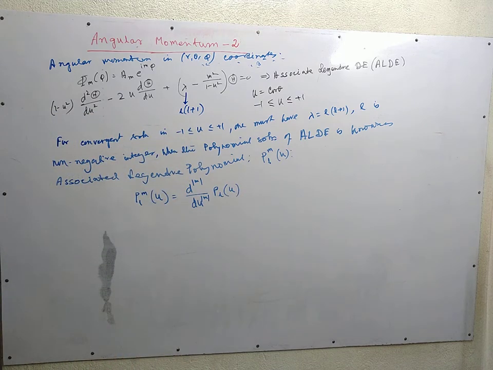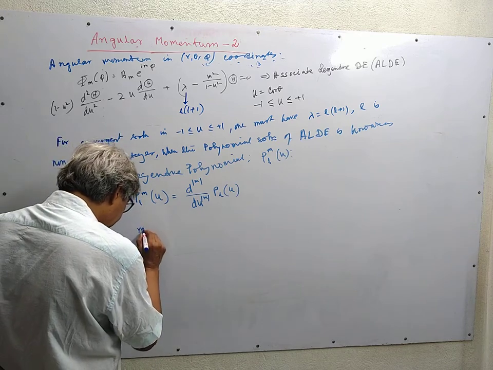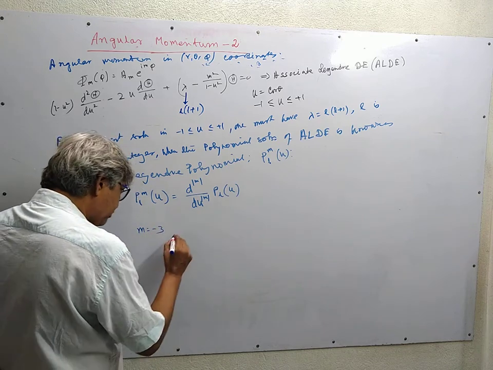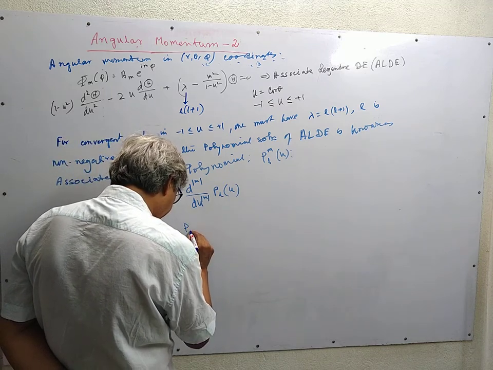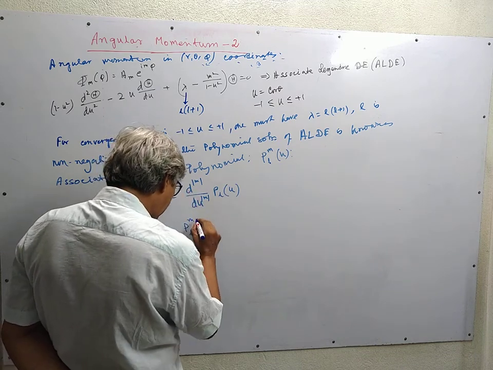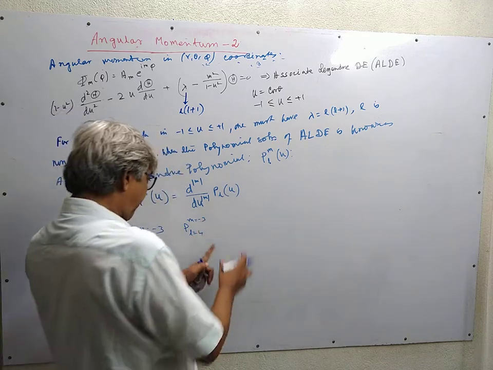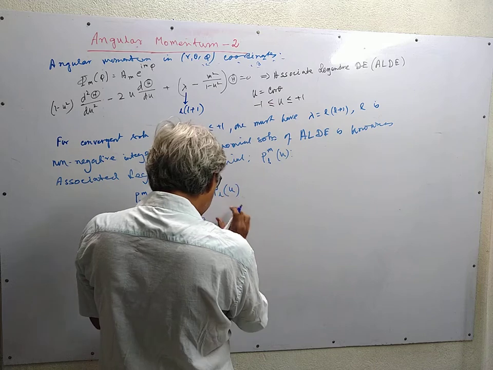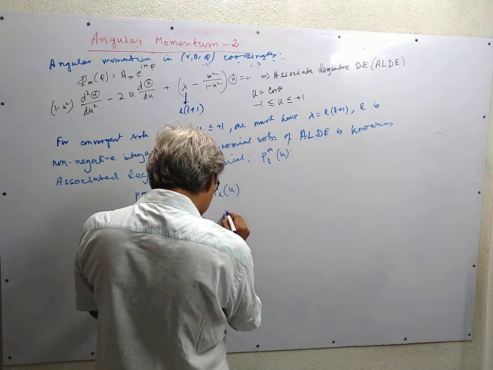The associated Legendre polynomial can be obtained from the Legendre polynomial by differentiating it. Say we have m value 3. For example, L is equal to 4. We want to get P_4^3. Then we can get it from P_4, where m equal to 3 means here it is the third derivative.